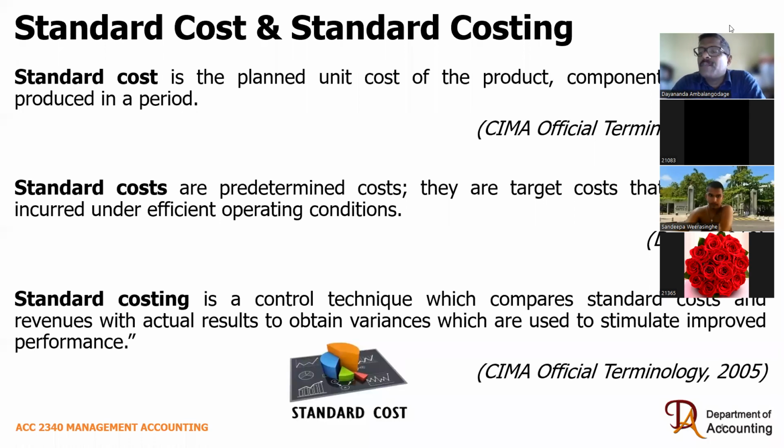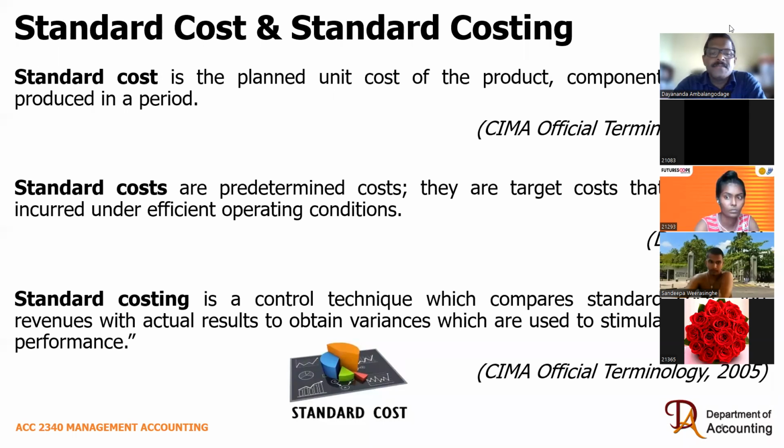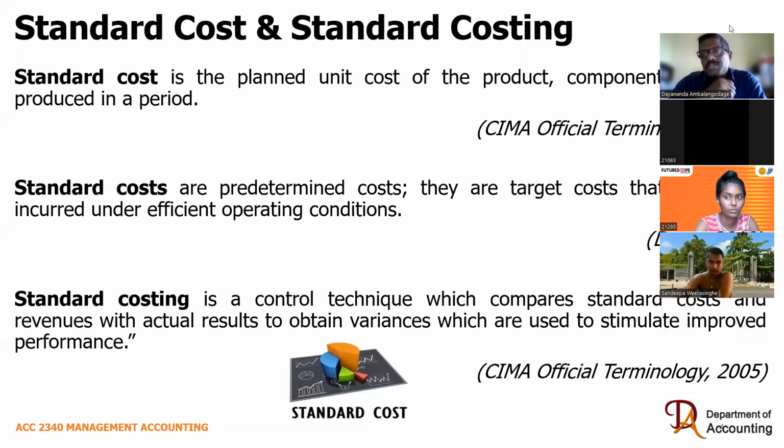No strike, for example. Machines are working in normal conditions. We have the technology related, no issues in technology, no fuel issues like now we are facing. So thereby, standard costs are basically developed under efficient operating conditions. So I think you can understand what efficient operating conditions are.